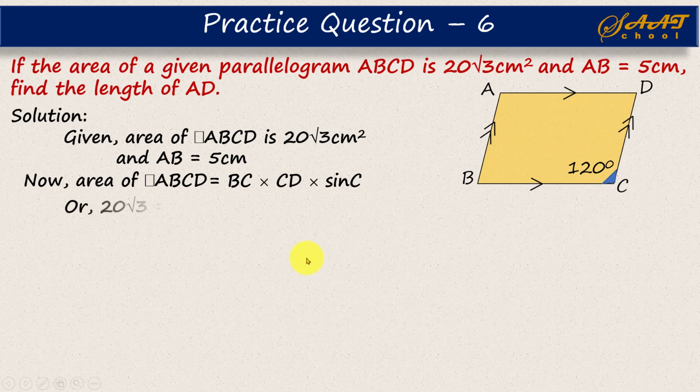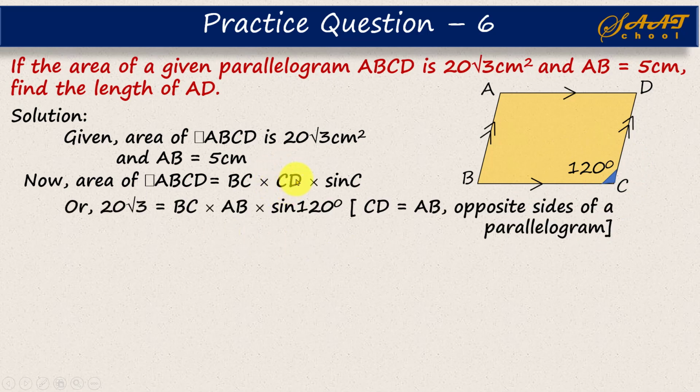We don't have the value for BC, and we don't have the value for CD, but CD equals AB, since they are opposite sides of the parallelogram. Since we have the value of AB, this AB equals CD. So we can replace CD by AB. Again, they are opposite sides of a parallelogram, which are always equal.